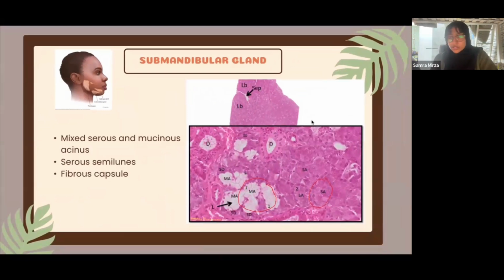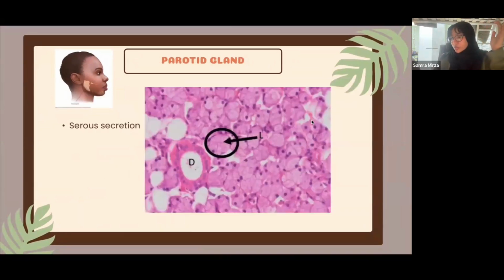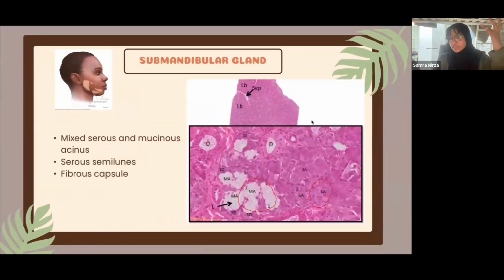To recap everything that we've said so far for the glands, the parotid gland was only serous secretion. Meanwhile, the submandibular is mixed serous and mucinous. So we're going to have both serous fluid and mucus in the secretions. This one also has a capsule, though it's not as visible here. So keep that in mind.